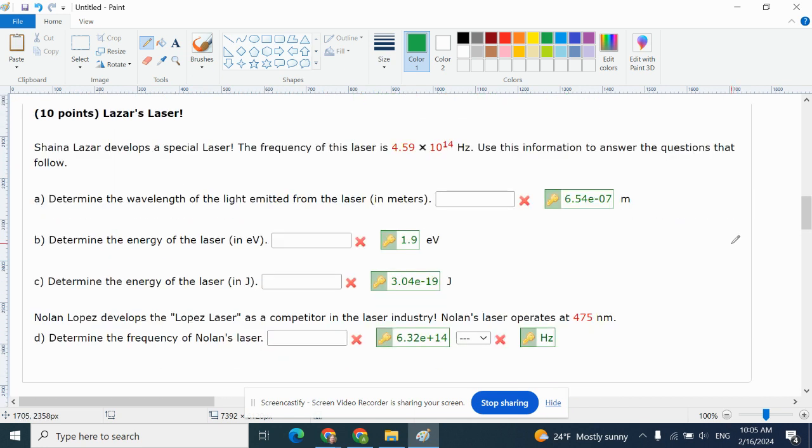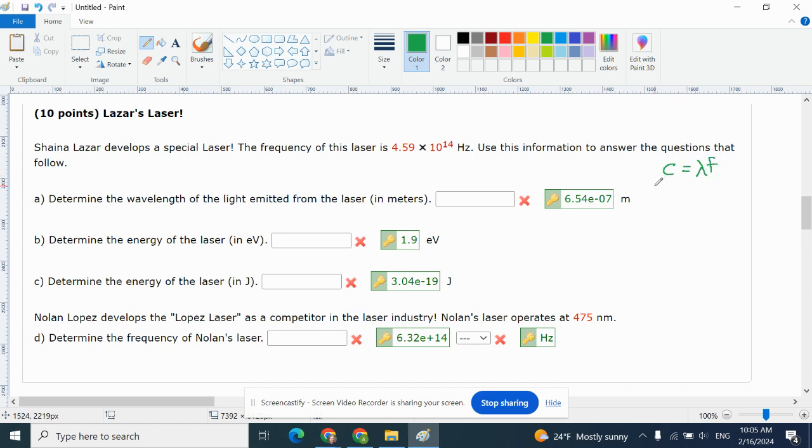Question 2. Student develops a special laser, gives us this frequency. Answer the questions that follow. Wavelength of the laser emitted in meters.